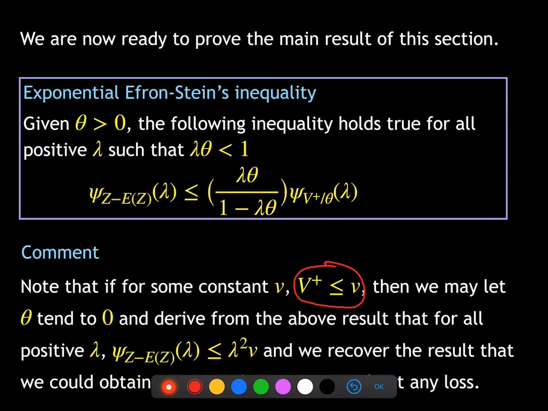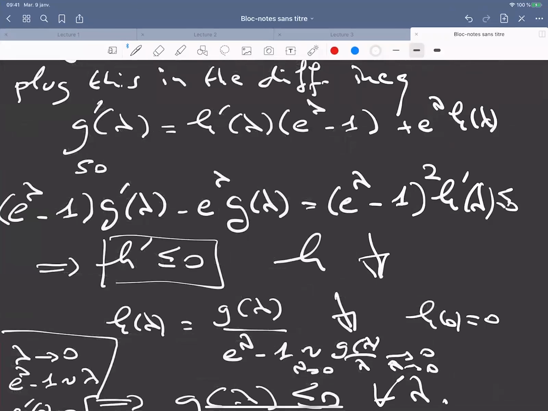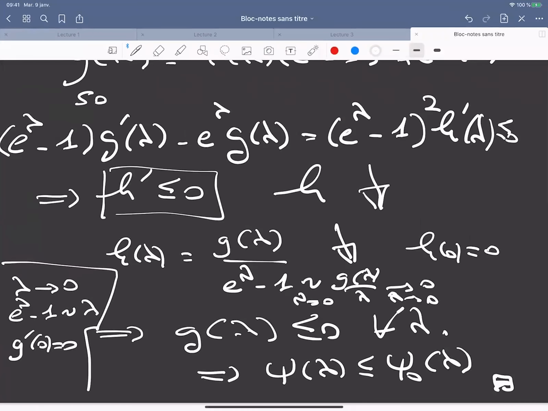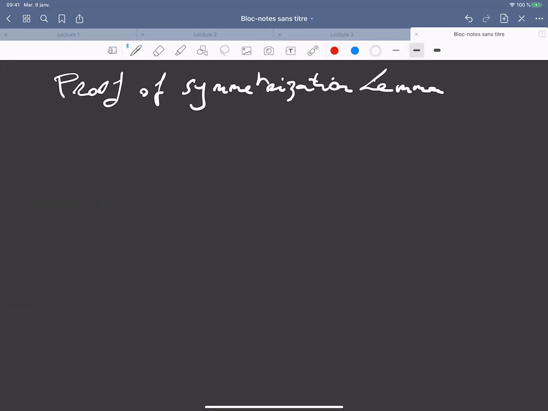So let's see the proofs now. So first, the proof of the symmetrization lemma. So we first start from the key lemma.